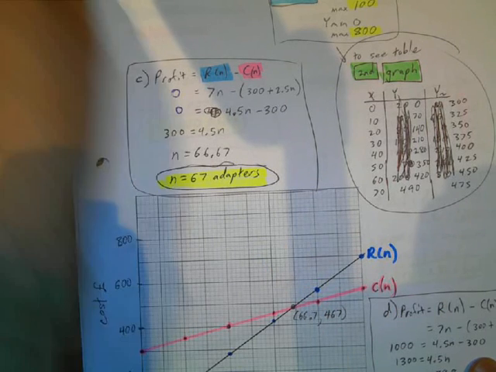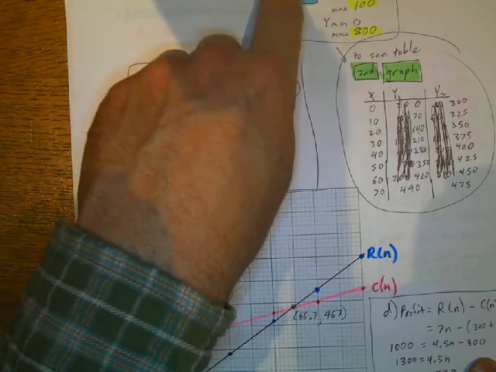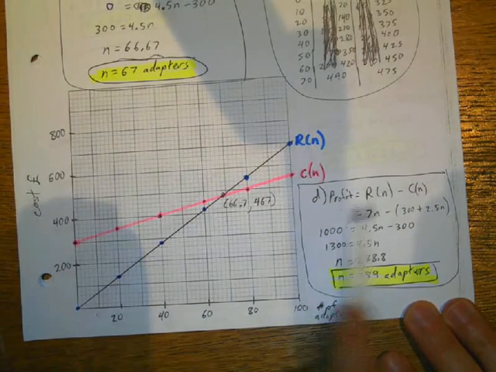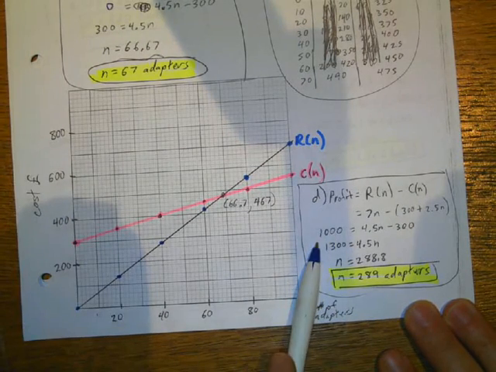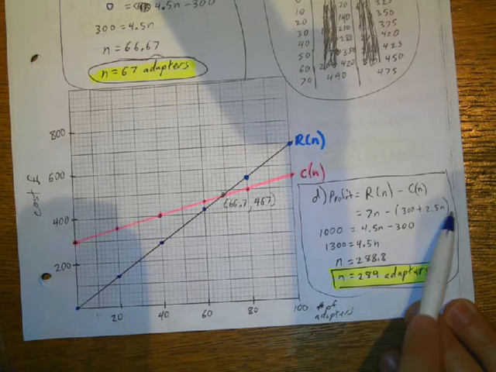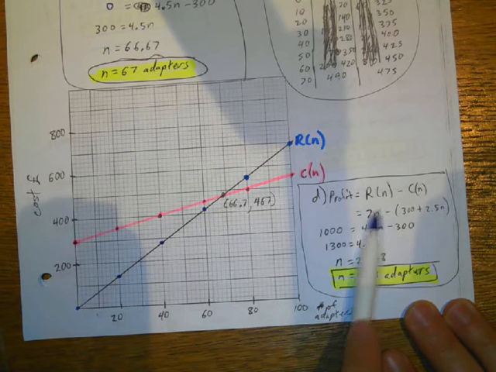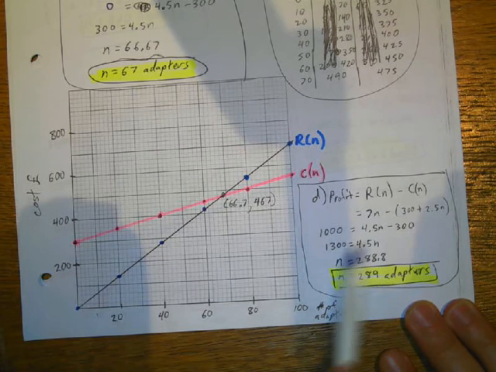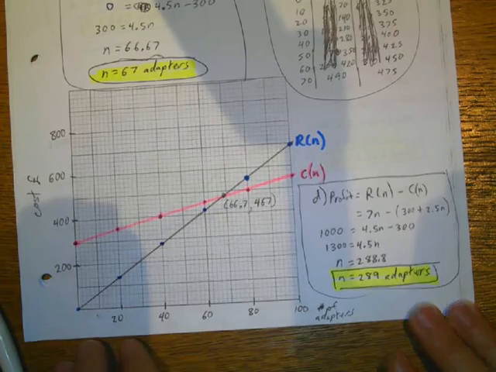Question D says, how many adapters must be made and sold each day to make a profit of £1,000? Okay, so using the profit equation, we know the profit's going to be 1,000. We're taking our revenue equation minus the cost equation, and then we simplify. Okay, next question.